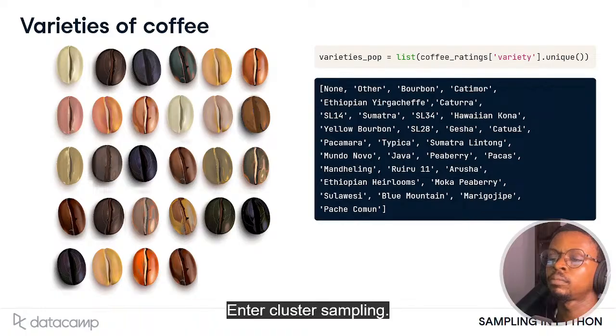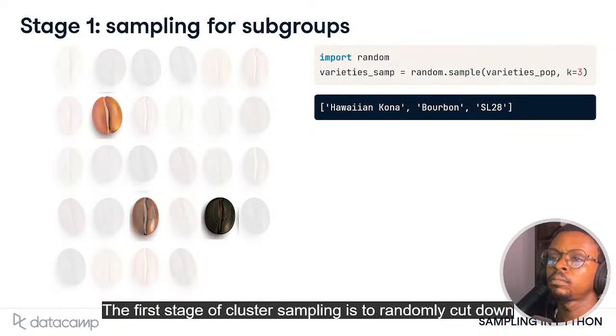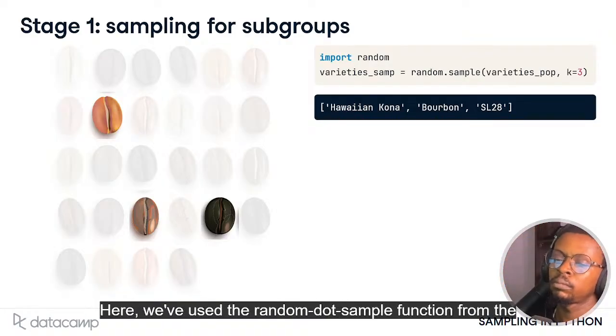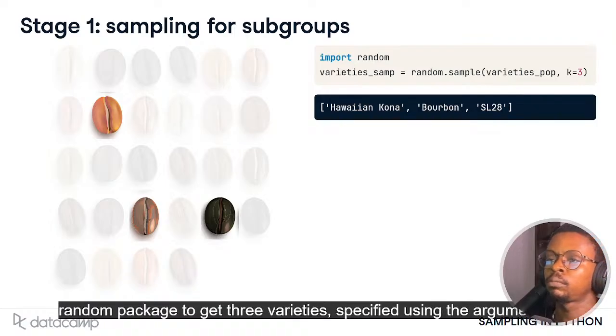Let's suppose that it's expensive to work with all of the different varieties. Enter cluster sampling. The first stage of cluster sampling is to randomly cut down the number of varieties, and we do this by randomly selecting them. Here, we've used the random.sample function from the random package to get 3 varieties, specified using the argument k.